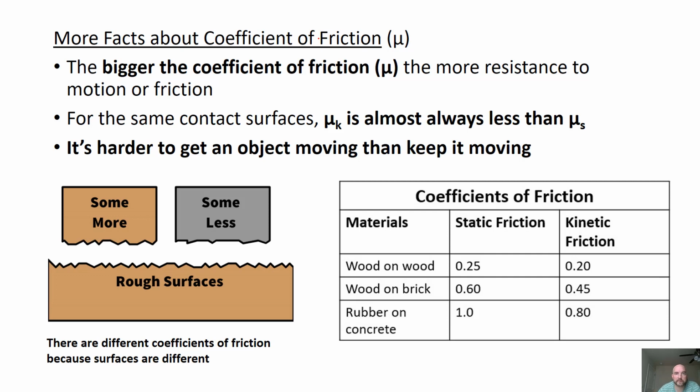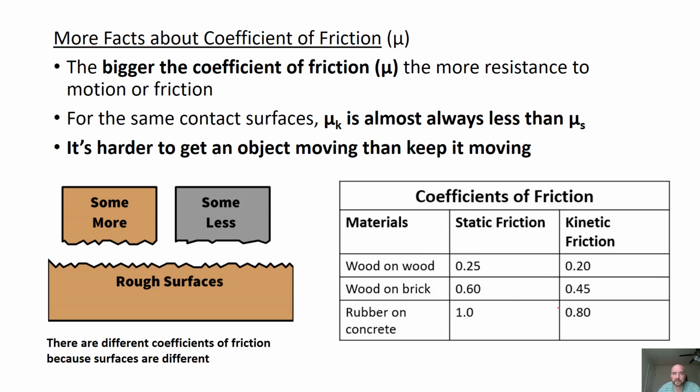So a little more about the coefficient of friction. The bigger the coefficient, the bigger the number, the more resistance to motion, and the more force of friction. For the same contact surfaces, the kinetic friction coefficient is almost always less than the coefficient of static friction. So take a look at this: between wood and wood, the static friction coefficient is 0.25. The kinetic friction is less than that, so there's going to be less force caused by friction when an object's actually moving wood on wood.